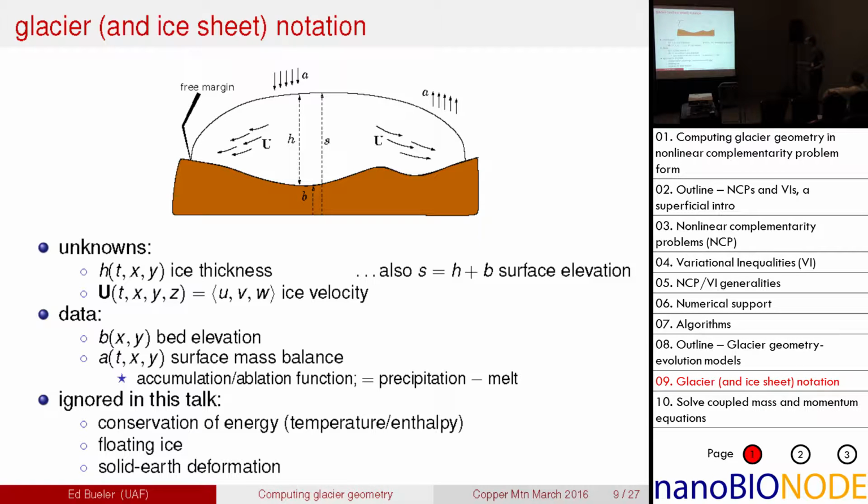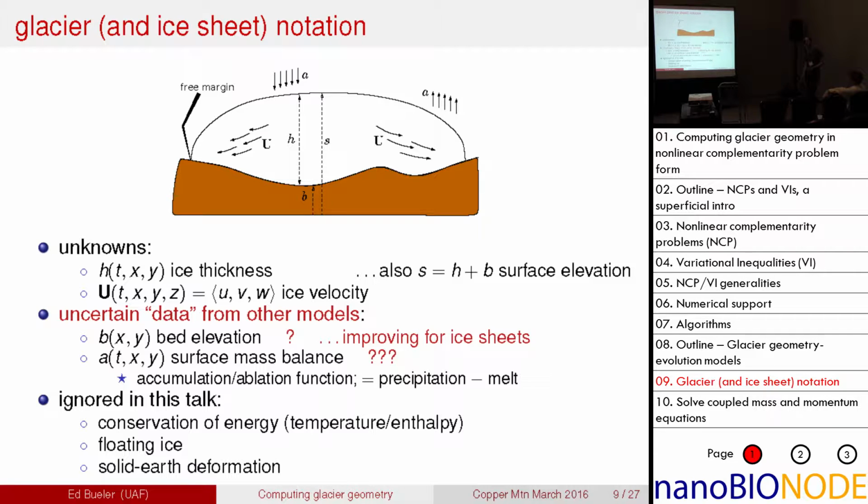So there are two unknowns. I'm going to ignore energy, so there are no temperature unknowns. There are other possible, more elaborate problems, but my problems will have two unknown fields, the ice thickness and the ice velocity. I'll switch back and forth between the thickness h and the surface elevation. They're both equivalent descriptions of the unknown. The bed is data, and the surface mass balance, that is to say whether it's snowing or melting, is data. Of course, it's not data.